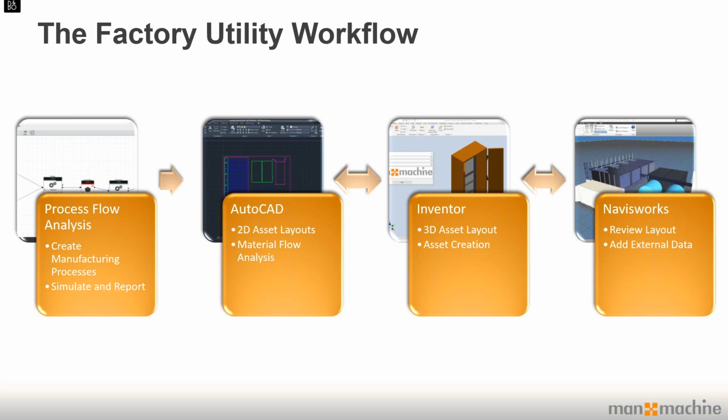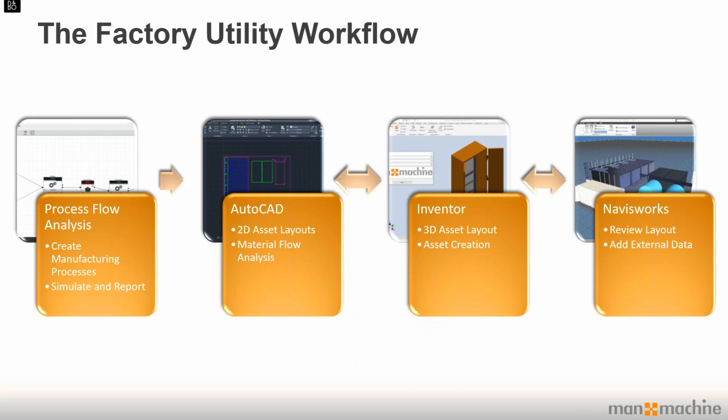Alternatively, we can start at any of the other points. I like to always start in Inventor or Vault. From the AutoCAD point of view, we can do our 2D asset layout. So it's all plan view, and we can also add in our material flow analysis from there. So we can also do some process analysis within AutoCAD. Inventor is used for the 3D asset layouts, so we can also lay out assets within Inventor, and also, of course, our asset creation happens within Inventor.